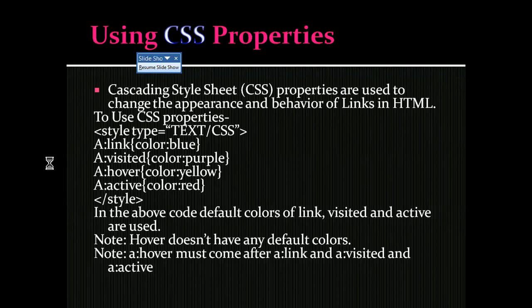We have already used CSS properties for images and for tables. In our previous classes we have already discussed this while our classes were going on physically. And for links also we can use the CSS properties. Now to use the CSS properties, again the style tag is used. Style type equal to text slash css, that is the value of the type attribute, and this is the order.